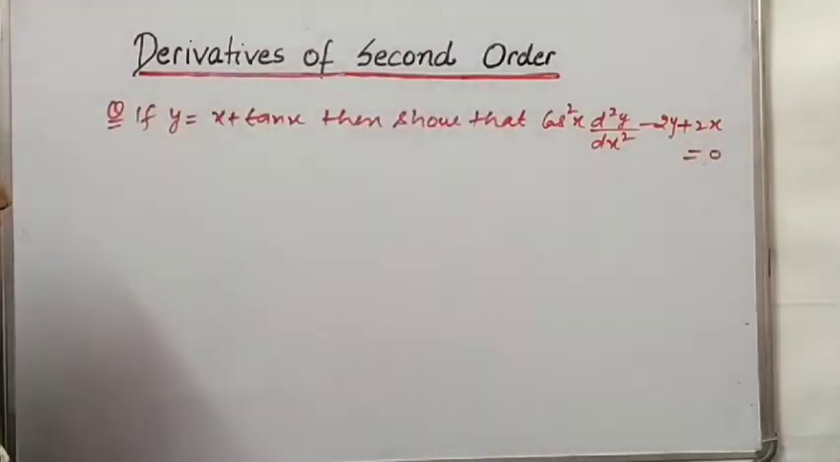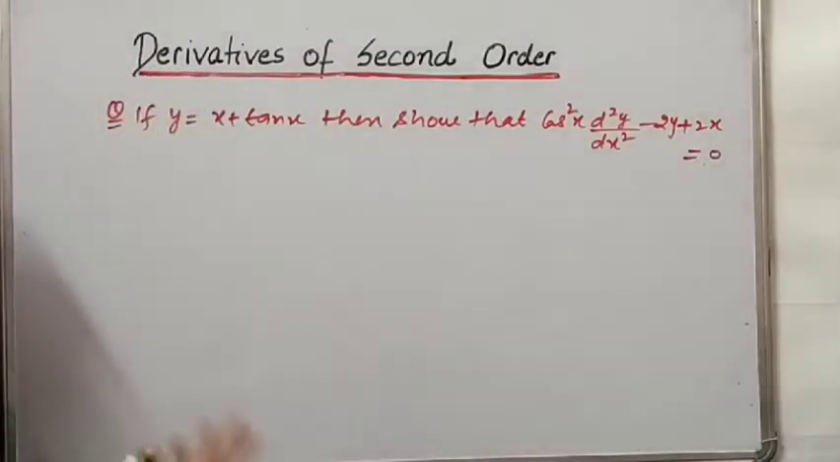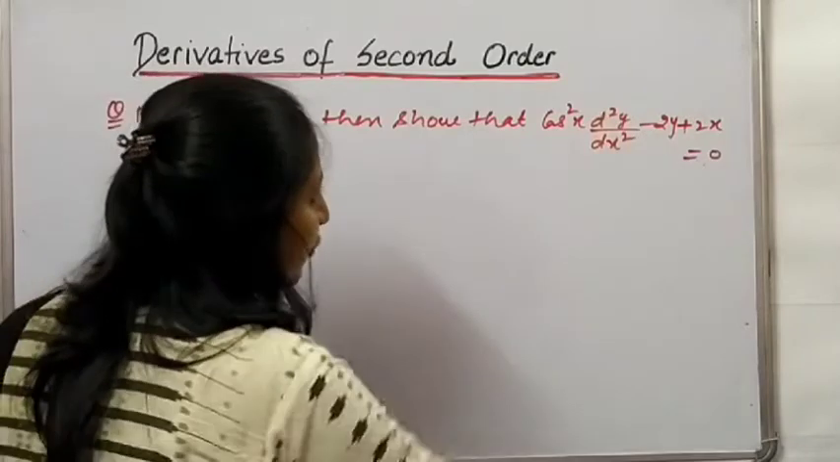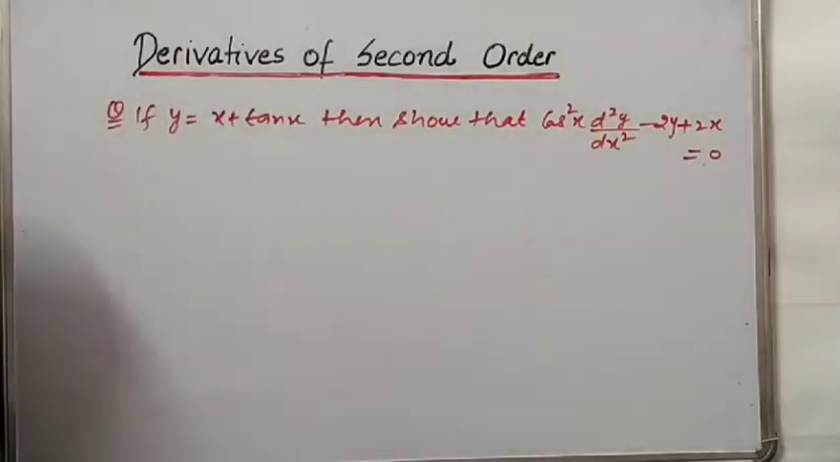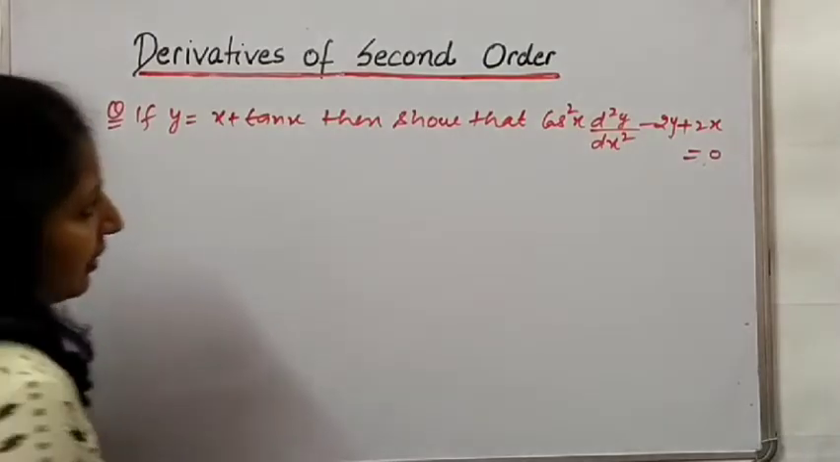So students, in this question we will not only find the second order derivative, but after finding the second order derivative we have to show cos square x into d2y upon dx square minus 2y plus 2x is equal to 0. So first of all, what are our requirements?